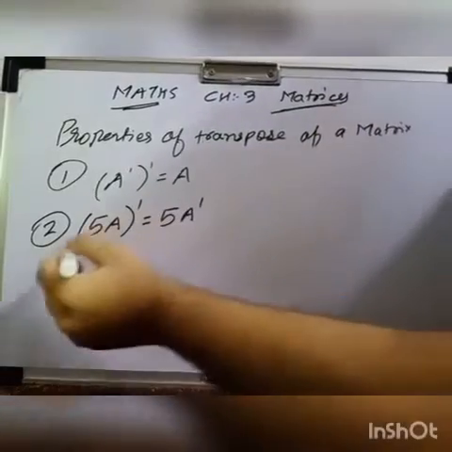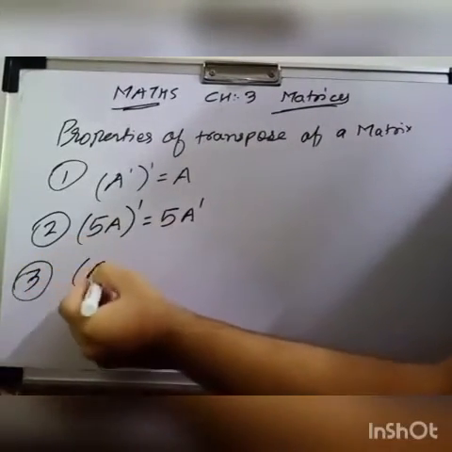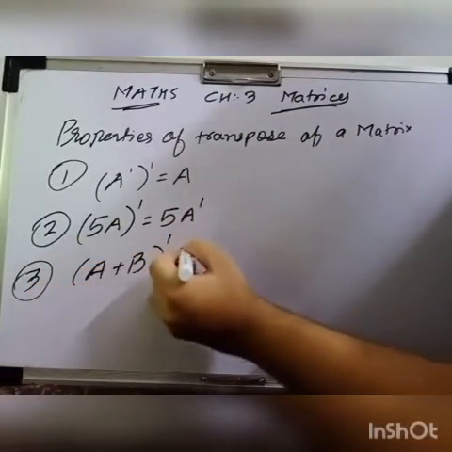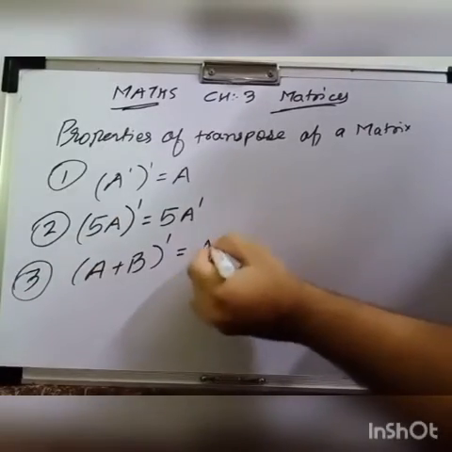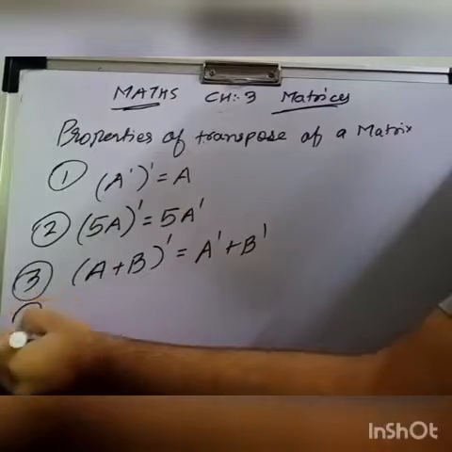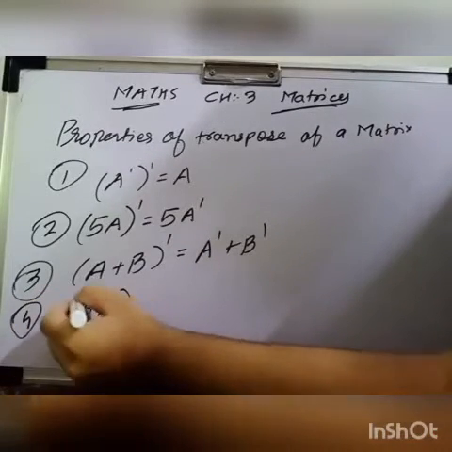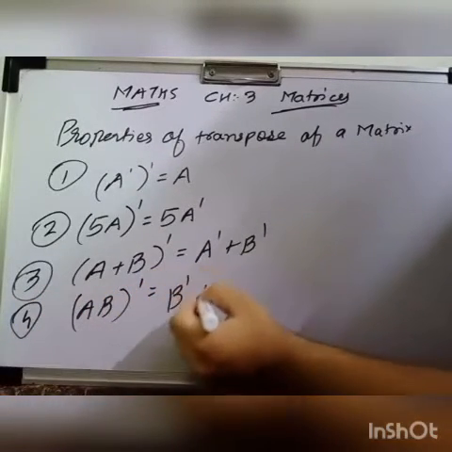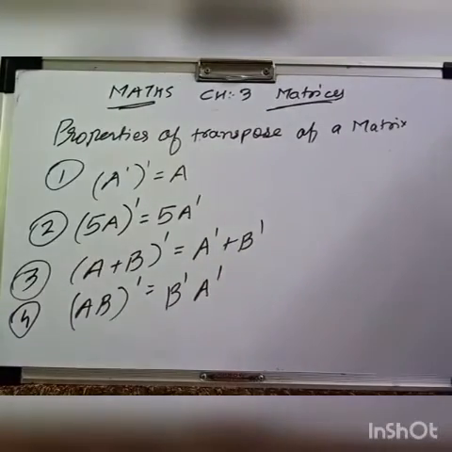Third and fourth properties are related to addition and multiplication. Means A plus B whole transpose can be written as A transpose plus B transpose, and AB whole transpose can be written as B transpose into A transpose.